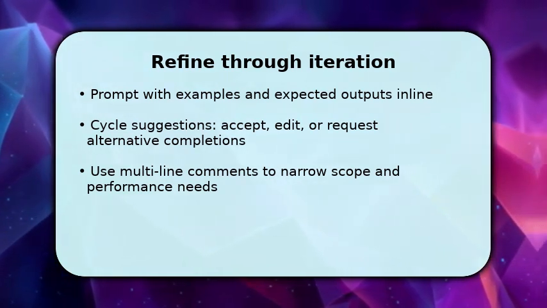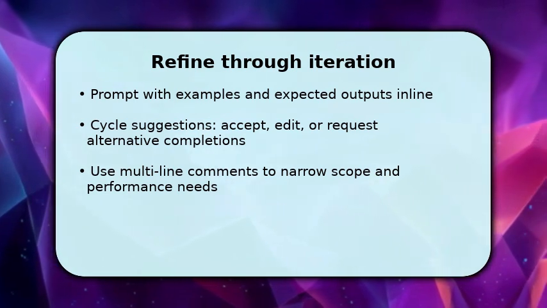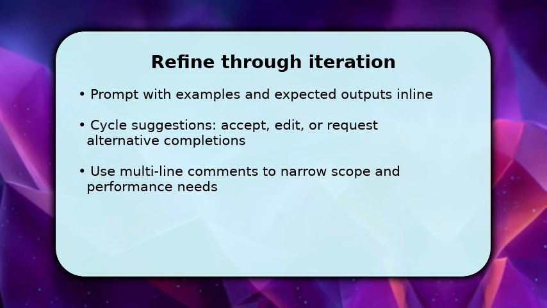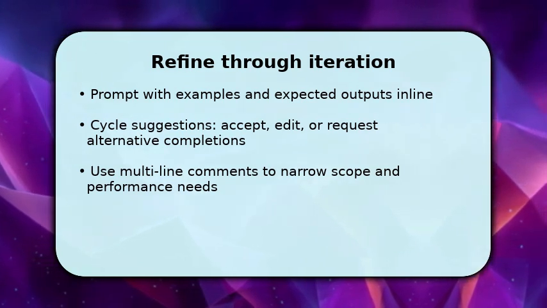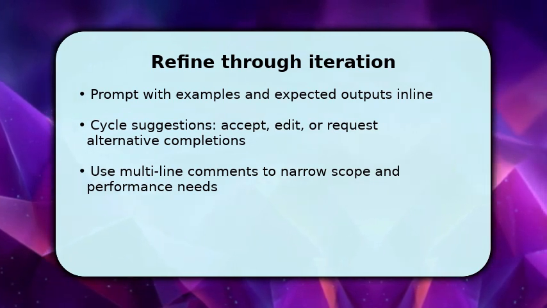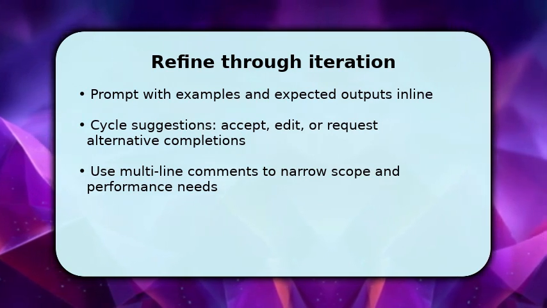Make sure to use multi-line prompts for behavioral constraints like time complexity or API usage. Cycle through alternatives when a suggestion is close but not perfect, editing code before re-requesting. This iterative loop, suggest, edit, re-request, turns rough drafts into production-ready code quick to finish.